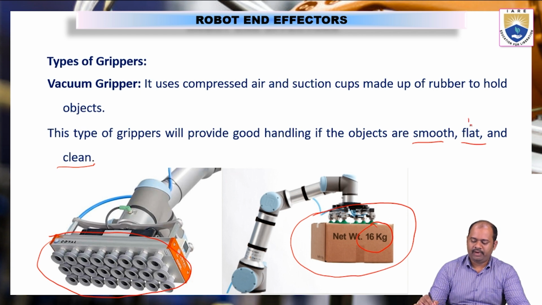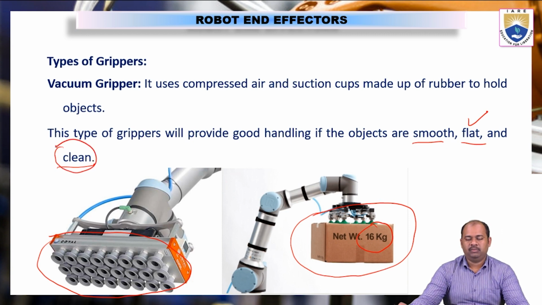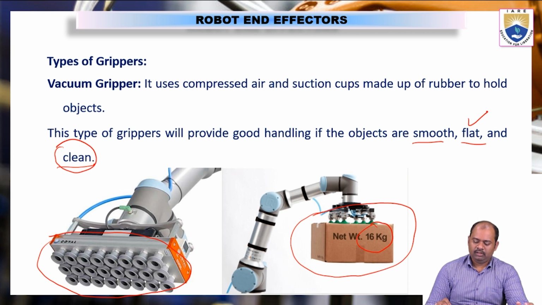So when the surface is flat, we can use this, and if we want a clean transfer, that means I want to transfer the mechanical element from one place to another without making any disturbance to the surface. If I use a magnetic gripper, I will magnetize the body. That is one problem. If I use a mechanical gripper, I may make some marks because of the gripping of the mechanical elements on the object. So that is when we will use the vacuum grippers.